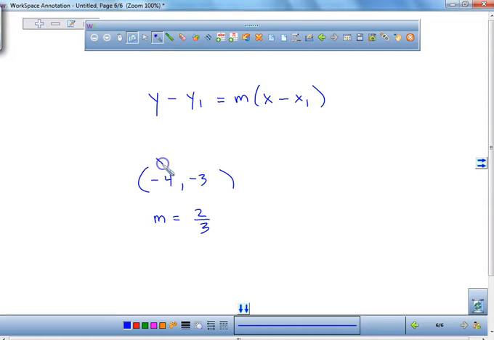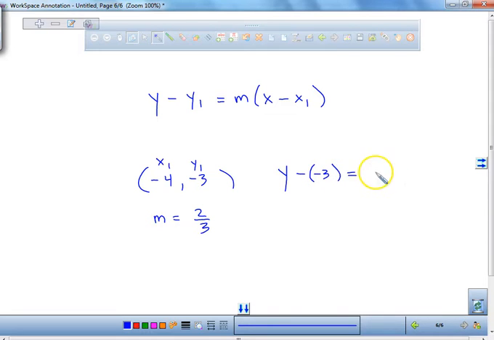Alrighty, what you should have done is label this x1 and y1. And then this is your slope. So here we go. I'm going to put y minus open parentheses. What are you going to plug in there? -3 is right. Equals, what is our m value? 2/3. Open it up, put x minus, another open parentheses. What am I plugging in there? -4, close it. What happens to a negative and a negative? Positive. So y plus 3 equals 2/3. What happens here? Positive. x plus 4. Good.